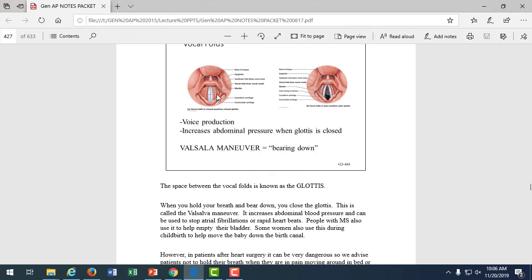So we talked about the Valsalva Maneuver in the past. When we close the glottis, that means when we close that hole. Remember, the glottis is that space between the vocal cords. When we put our vocal cords together and then try to force air out, that pressure goes downward instead of upward, and that's the Valsalva Maneuver. That increases abdominal pressure, and that's what women have to do to deliver their babies.